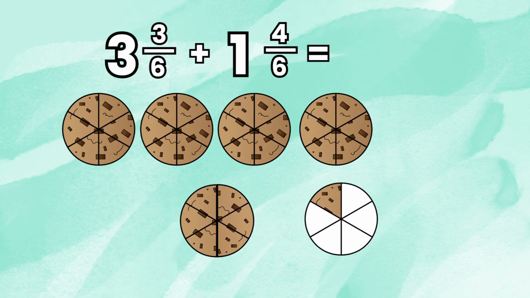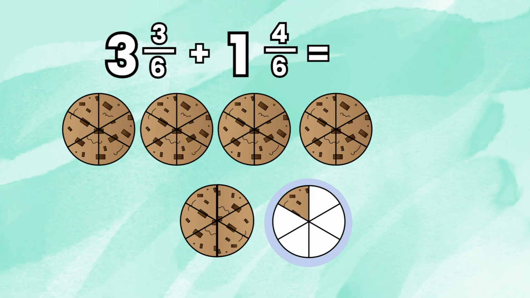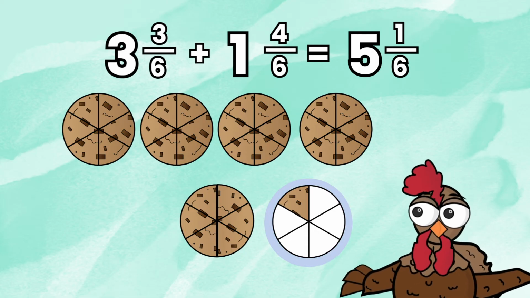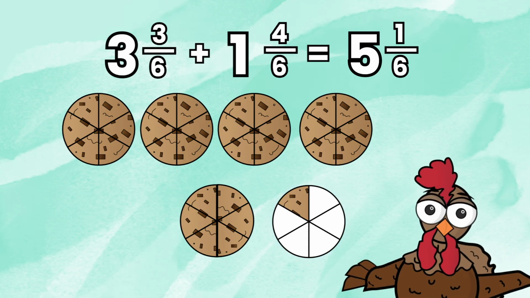Now let's add the fractions and see if we can create another whole. 3/6 plus 4/6. What happened? Look, we created another whole and we have 1/6 left over. So our answer is 5 wholes and 1/6. So our answer to this problem is 5 and 1/6.